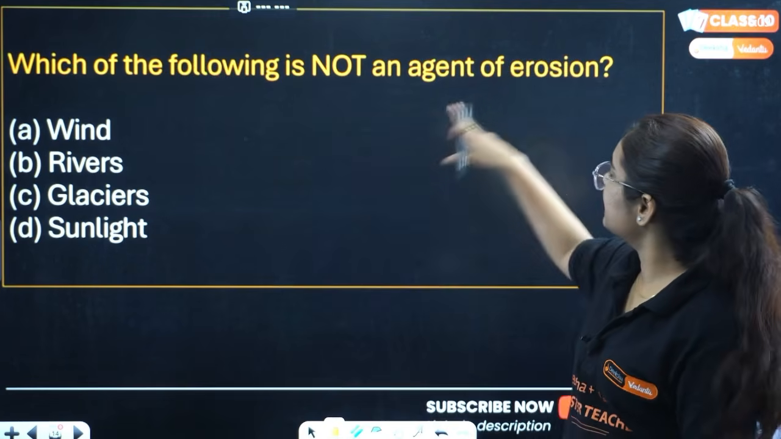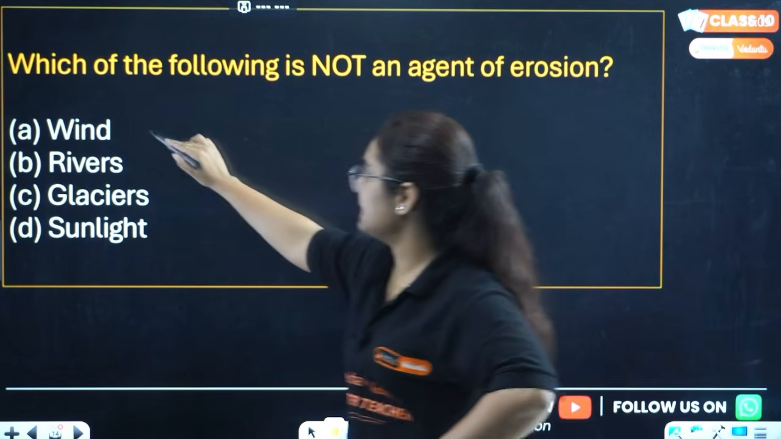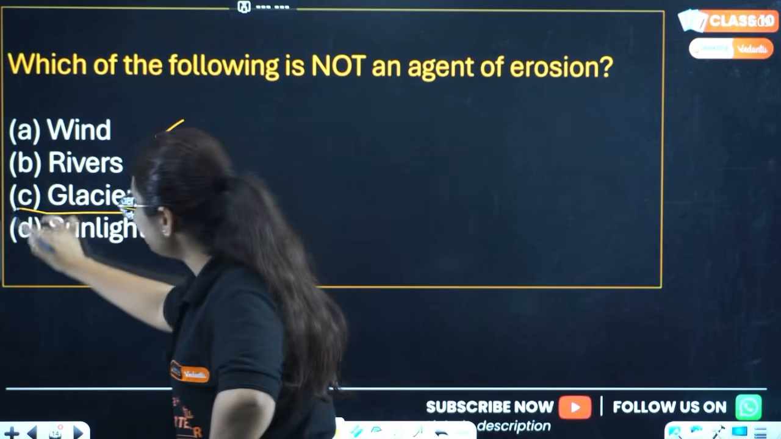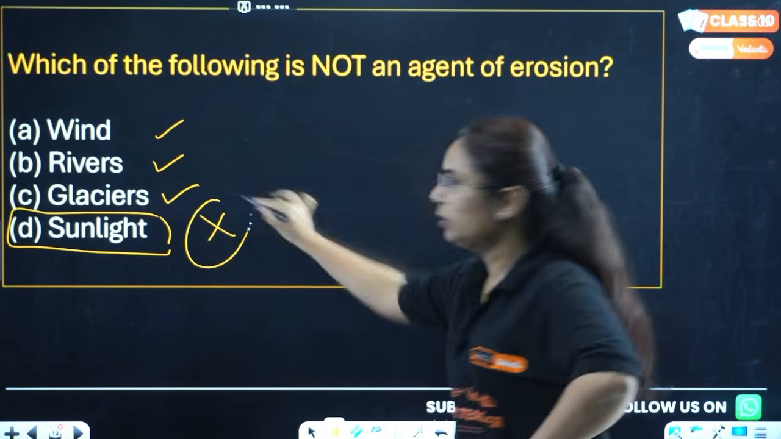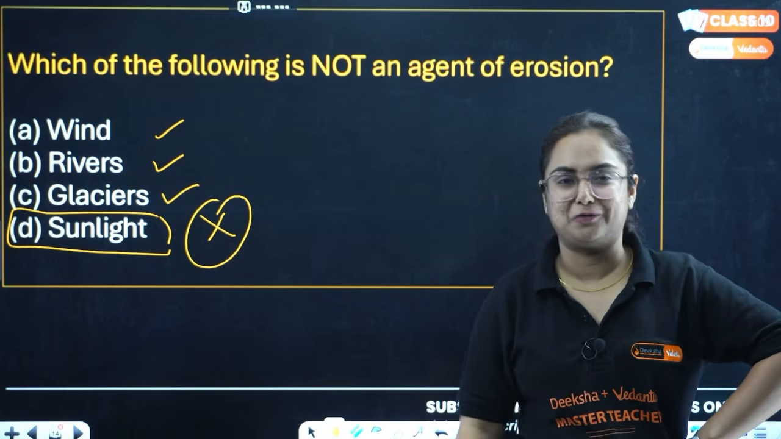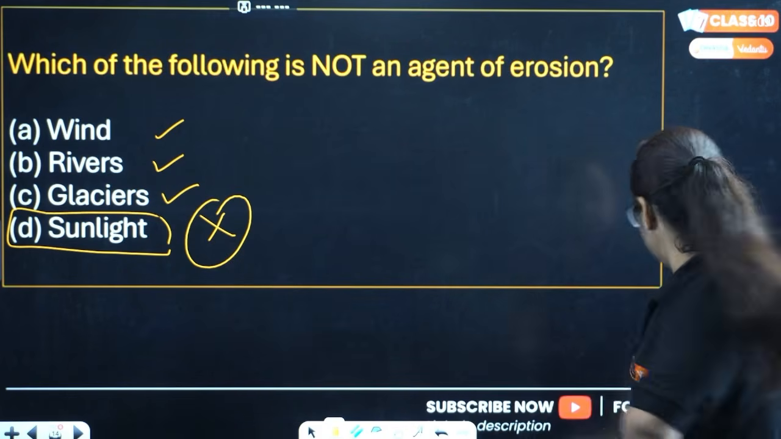So which of the following is not an agent of erosion? Wind? Yes, it was. River? Yes, it was. Glacier? Yes, it was. But sunlight is not an example. Do you think sunlight is? Sunlight has no relation in the formation of landforms. Okay, getting my point? Great.